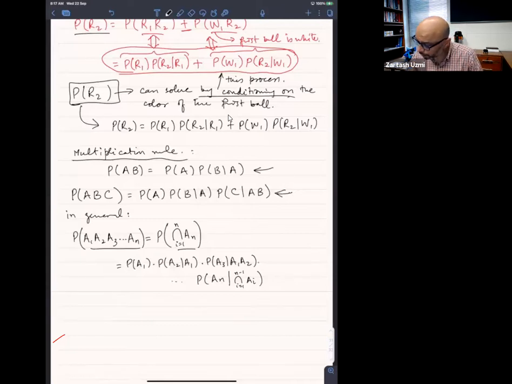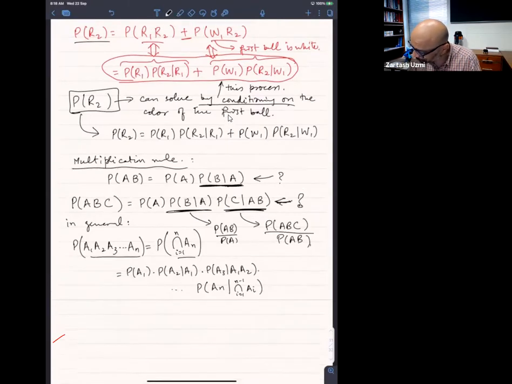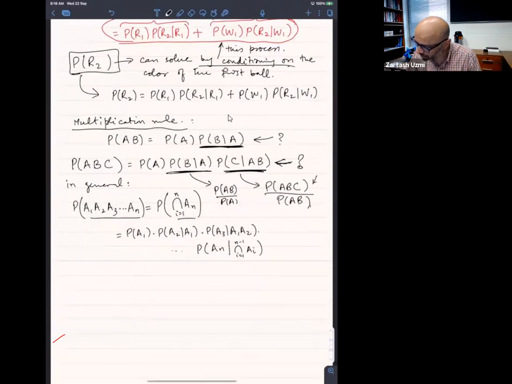Now, how do I prove these? For example, how do I prove this? In order to prove this, I only need to write the definition of conditional probability. How do I prove this one? Again, write the definition of conditional probability. Probability of C given AB is equal to probability of A, B, C divided by probability of A and B. And this here is probability of A and B divided by probability of A. So you can see कि ये जो है ये भी cancel हो जाता है, ये भी cancel हो जाता है, and you are left with probability of A, B, and C. Very easy to prove by expansion.